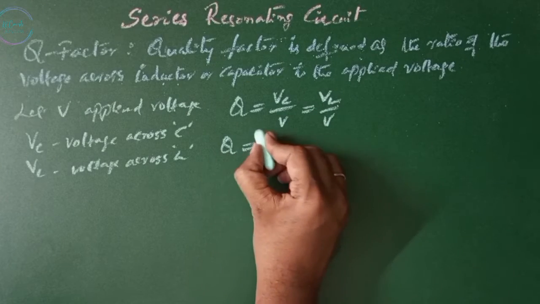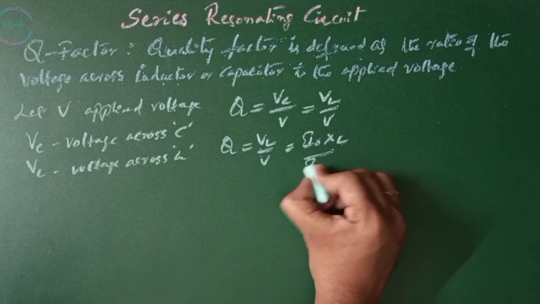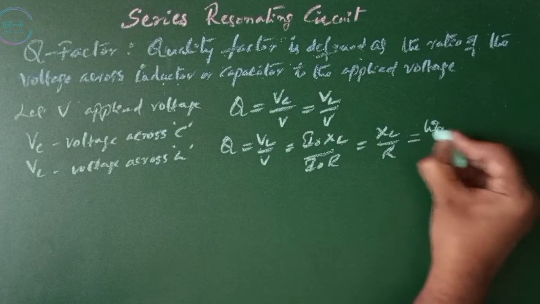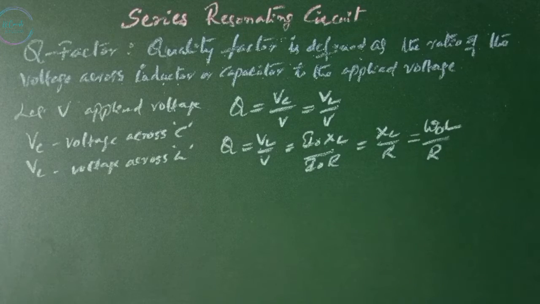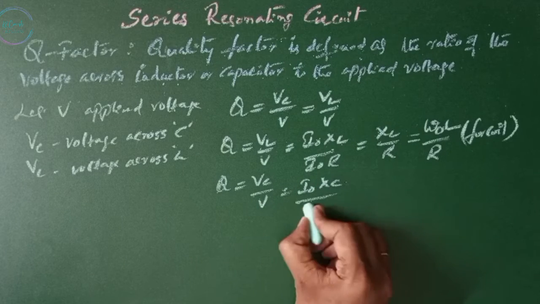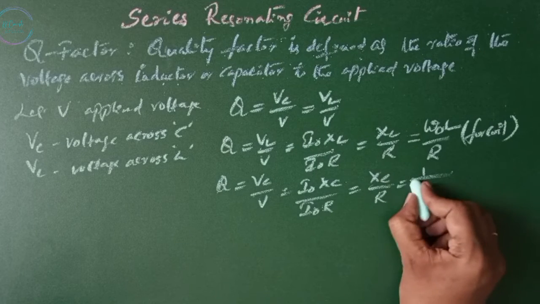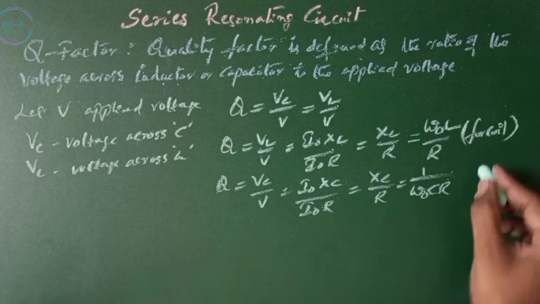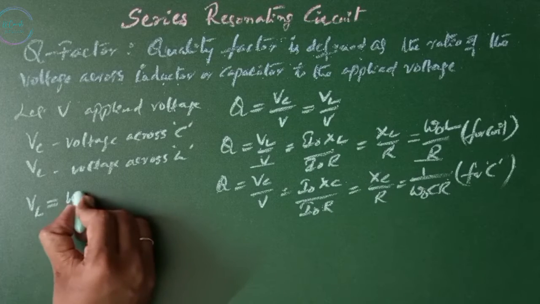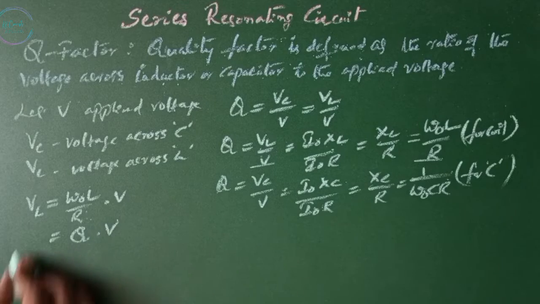Consider each separately. Q equals VL by V, which equals I naught XL divided by I naught R, that equals XL by R, which is omega naught L divided by R at resonance. For the capacitor, Q equals VC by V, that equals I naught XC divided by I naught R, which equals XC by R, that equals 1 by omega naught CR. Now, from these two, we can write VL equals omega naught L by R multiplied by V. This is nothing but Q factor into V.